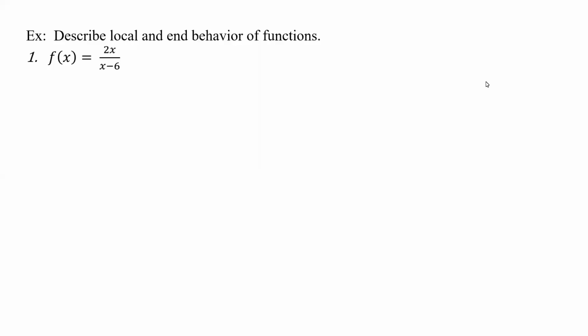Okay, let's look at how to describe local and end behavior for functions. If we look at this one here, we've got our denominator, x minus 6. If we set that equal to 0, we get x is equal to 6, and that's going to be a vertical asymptote. It's also going to give us the domain, which is all real numbers except x equals 6.